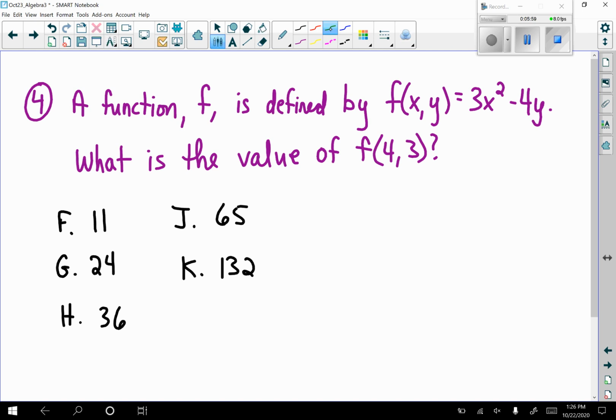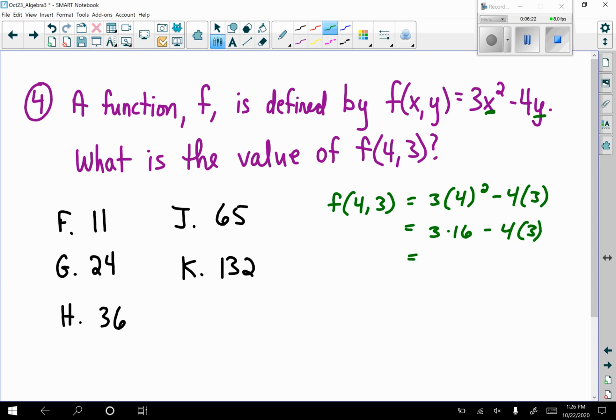All right, so there's really nothing too different about this, except now we just have a y in here. So f of 4, 3 just means we substitute the 4 in for the x and the 3 in for the y. So this becomes 3 times 4 squared minus 4 times 3. Again, exponents before multiplying. 4 squared is 16, minus 4 times 3. 3 times 16 is 48, minus 12 will give us 36. Getting H for that one.